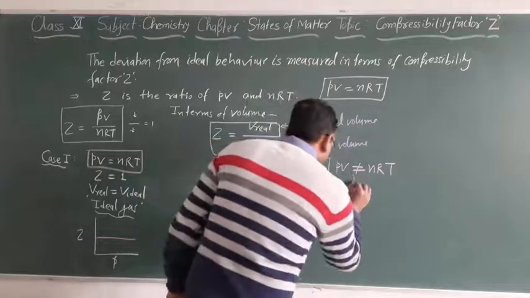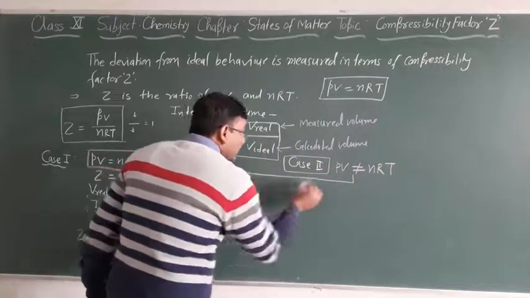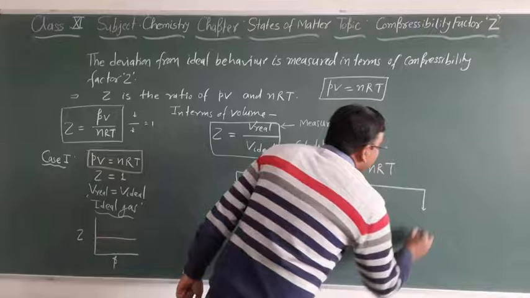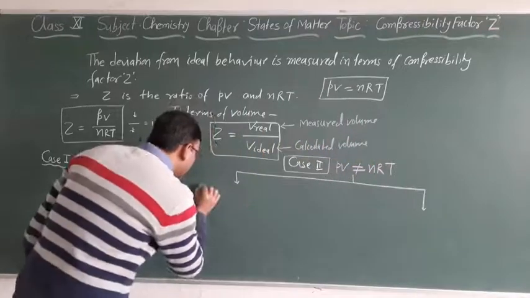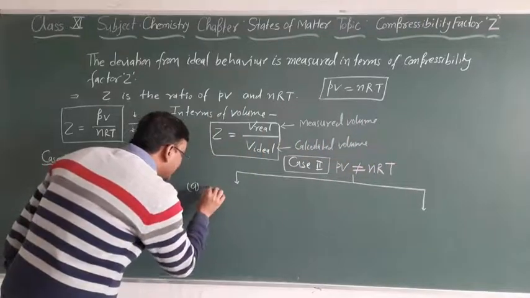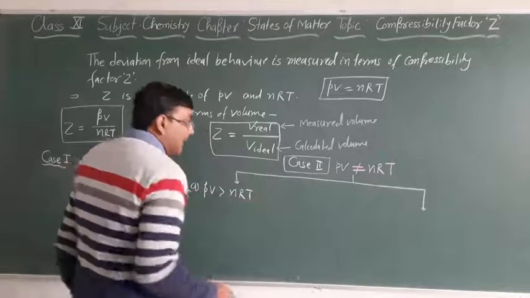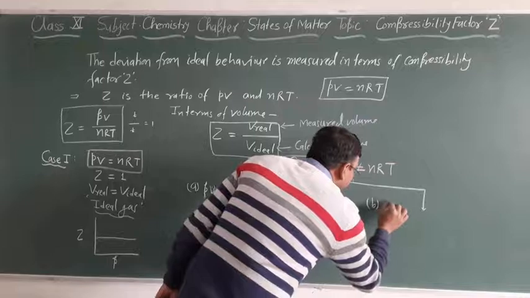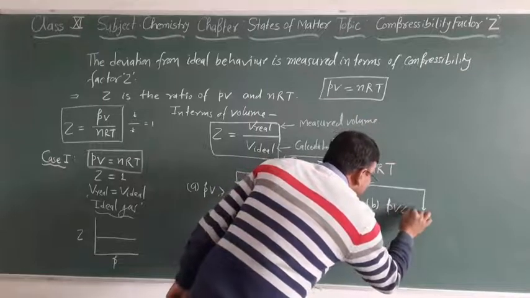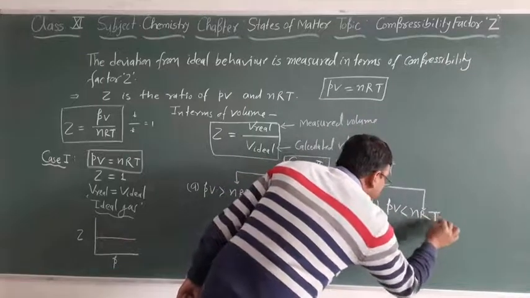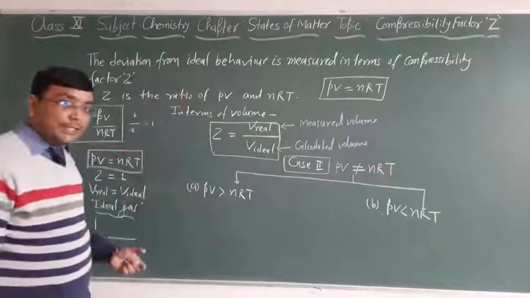So there are two cases possible, case A and case B. In case A, PV is greater than nRT, and in case B, PV is less than nRT. Two possibilities here.